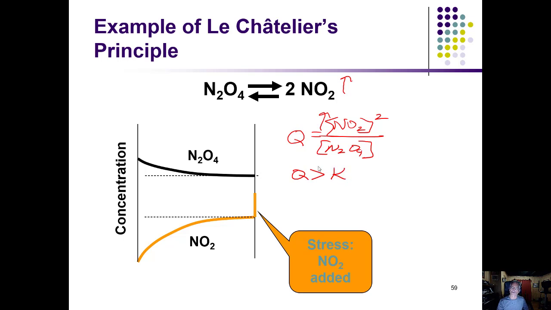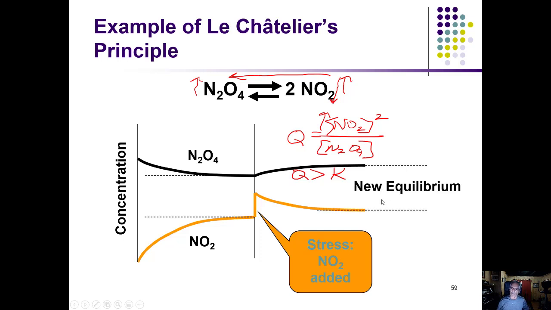And if Q is greater than K, remember, the reaction is going to run in reverse. It's going to try to get rid of some of that NO2 and make more reactant. It needs to drive the reactant concentration up and reduce the concentration of product. So the concentration of NO2 will go down, which means the reaction is running in reverse. That's the only way it can go. And the concentration of N2O4 goes up. Hopefully this is going to make sense as we go through this.